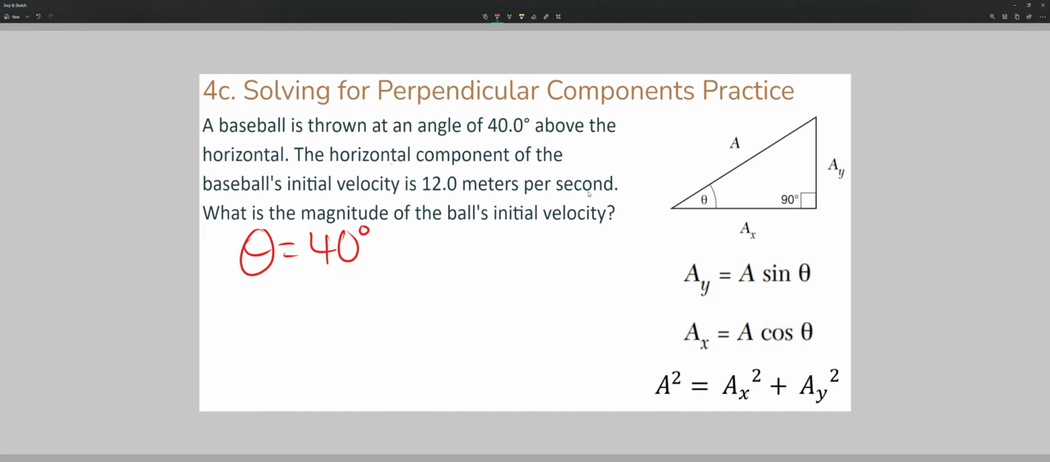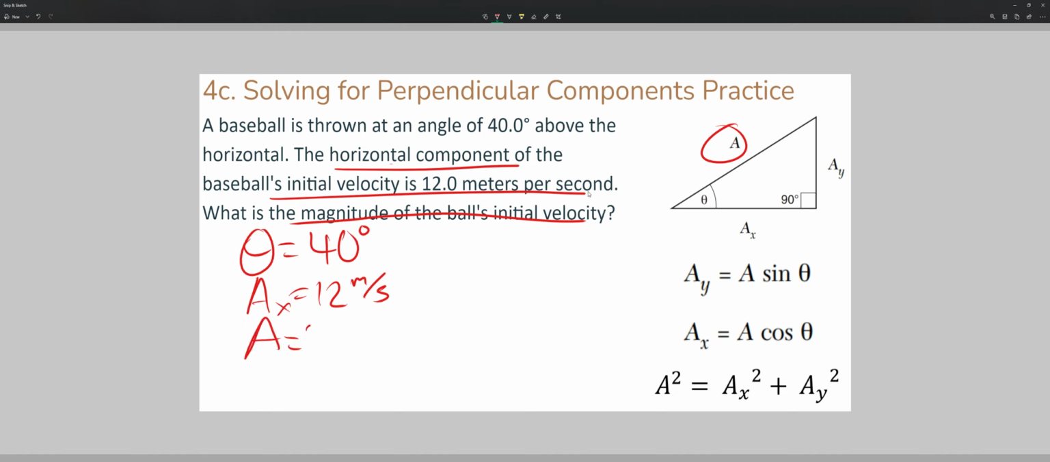And the horizontal component of the ball's initial velocity, right? So they're saying that AX here is 12 meters per second. And then the question goes on to say, what is the magnitude of the ball's initial velocity, right? Which is what the A is. They want to know, what is your launch velocity? So what is A there?